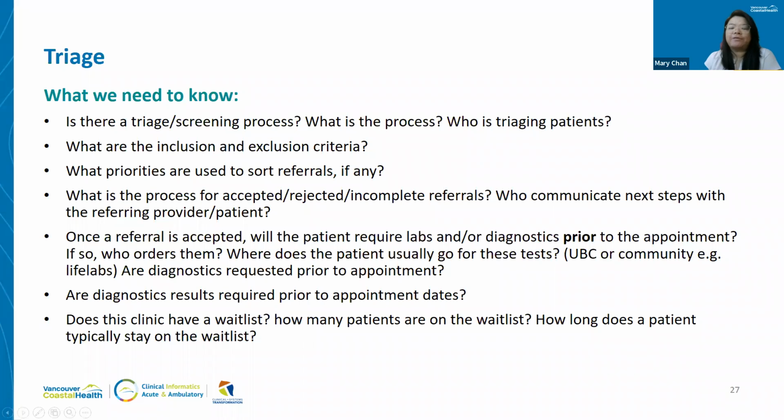So earlier we mentioned in the referrals, priorities are set as urgent or non-urgent. When we triage and you schedule the patient, are there any special priorities used to sort out the referrals? No, we basically go by whatever the physician has requested on the referral. Okay. And if the referral comes in accepted, rejected, or with incomplete information, who communicates the next step with the referring provider or the patient? The office does, so we do it. We go back to the referring physician.